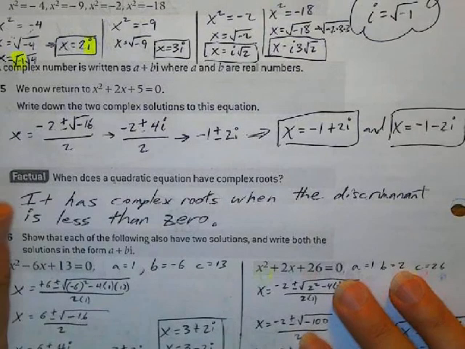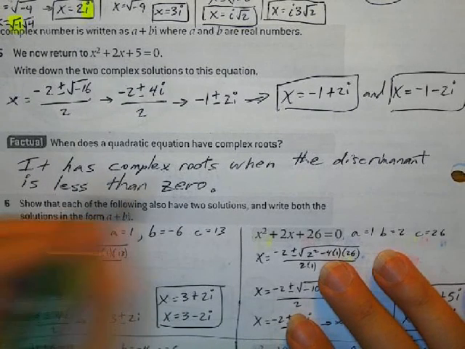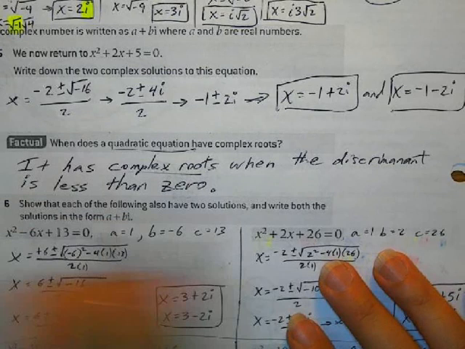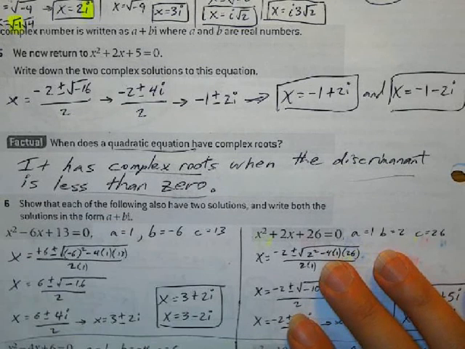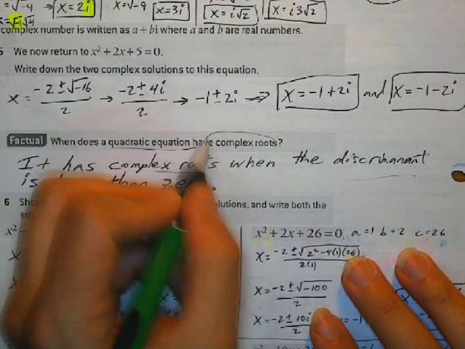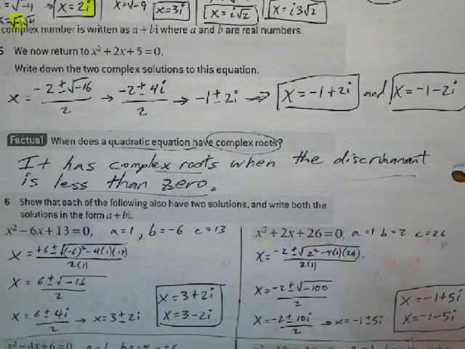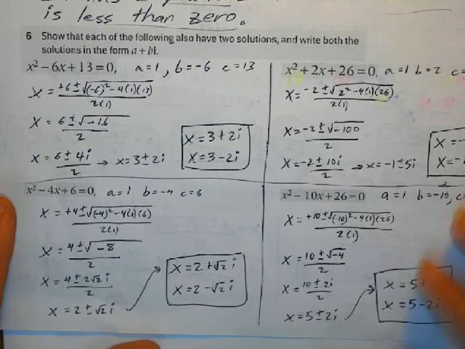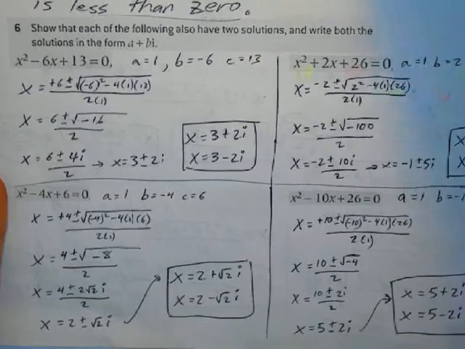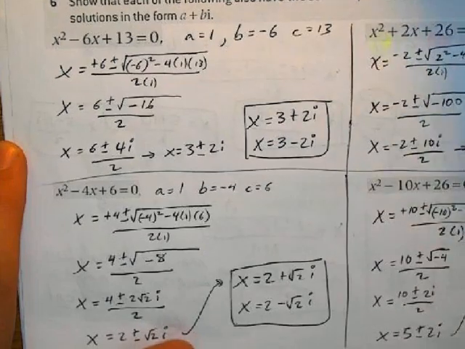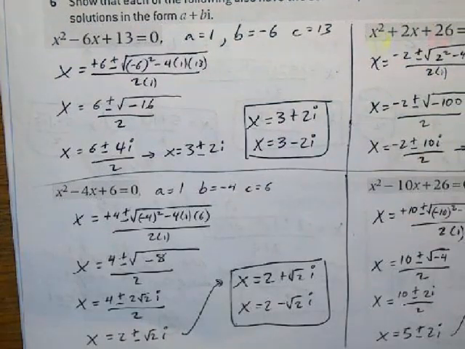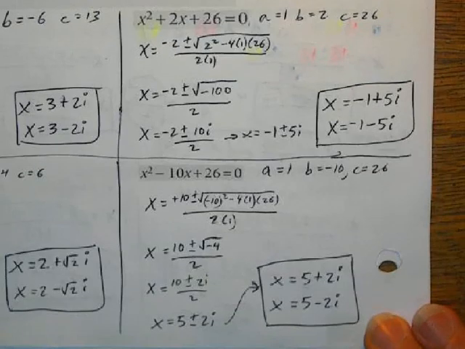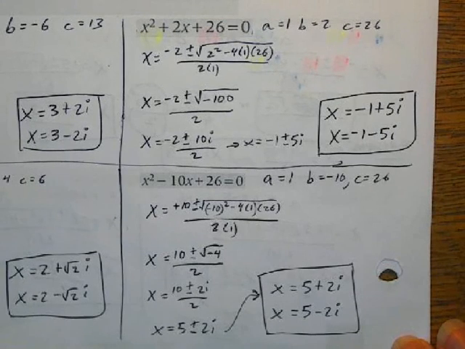Okay, so we've got a complex root when the discriminant is less than 0. Complex root means there's a real part and an imaginary part. Okay, so here are some other examples. Okay, you might want to hit pause to copy this down and check your answers.